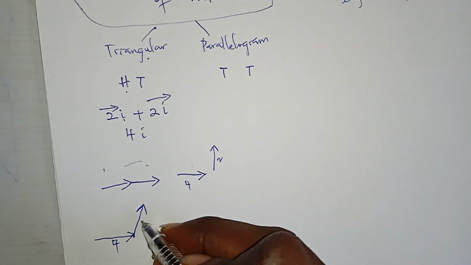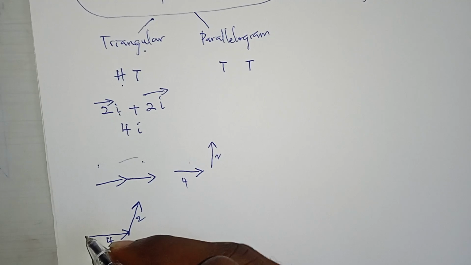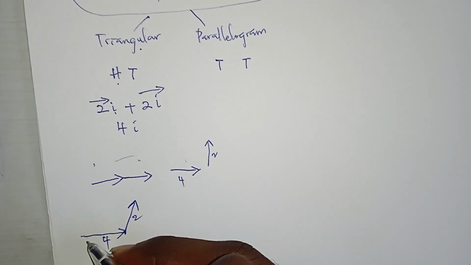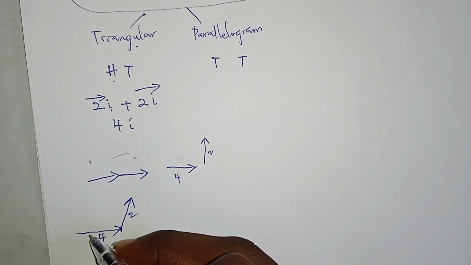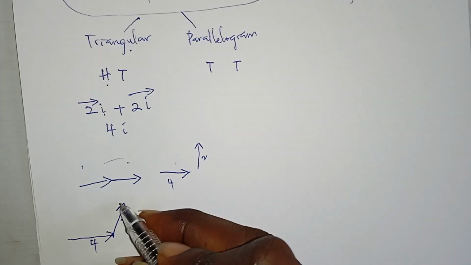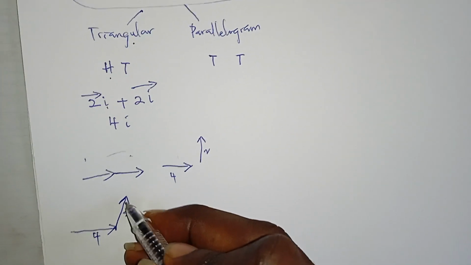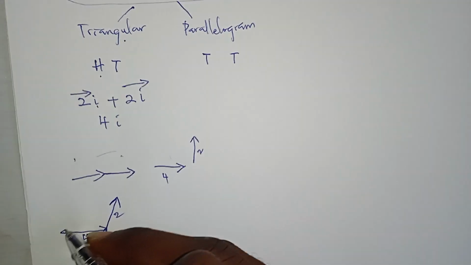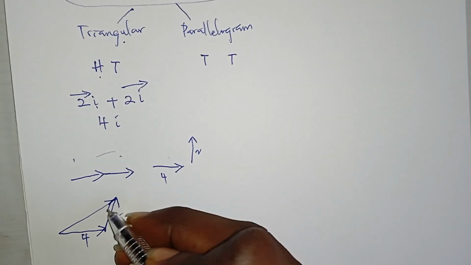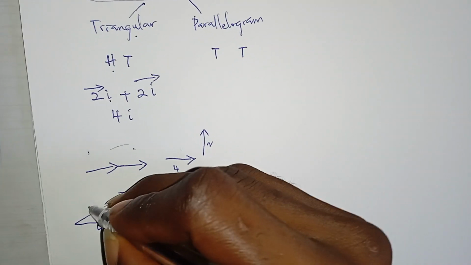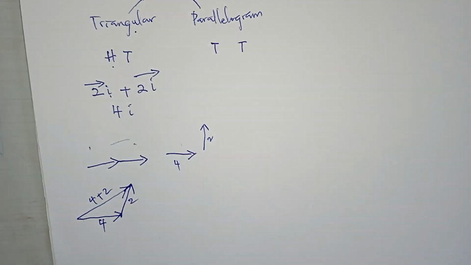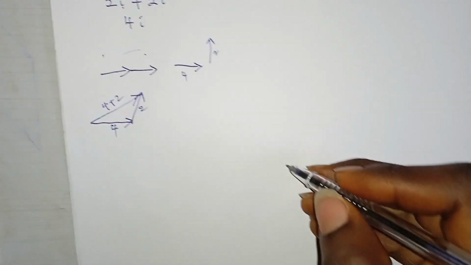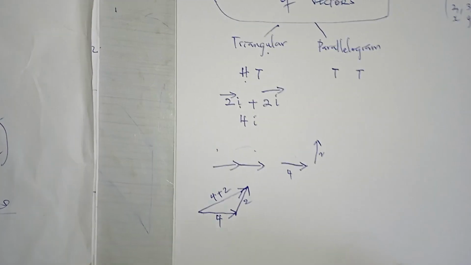So to find the resultant, I now join this. Notice that the head of the resultant will meet the head of the second vector, so that this will now be this way. This is now the resultant of 4 plus 2. You understand? That is how you do addition using the triangular method.